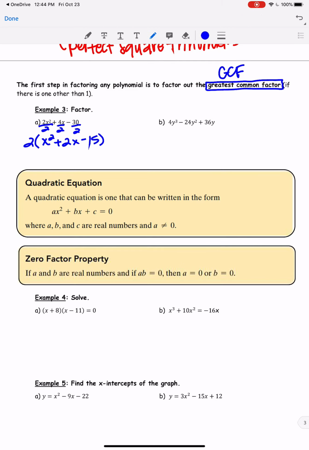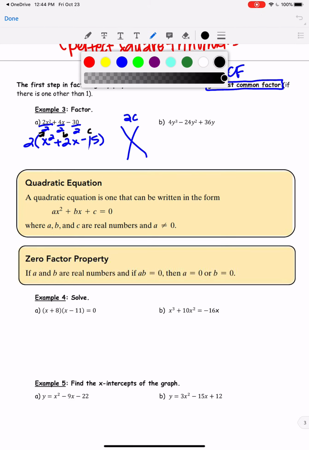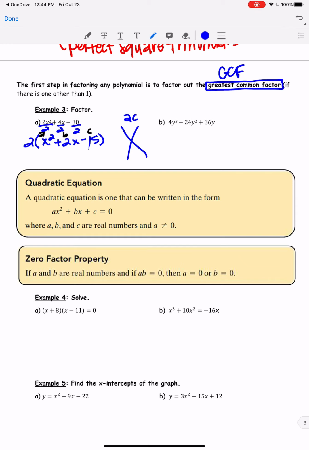So now when I am ready to factor and go into my x, my a times c is not 2 and 30. It is back down here, and this one I have just factored. So now it's nothing different. My A times C is 1 times negative 15. My B term is 2, not 4. So what adds up to B and multiplies to AC? And that's going to be negative 5 and 3.